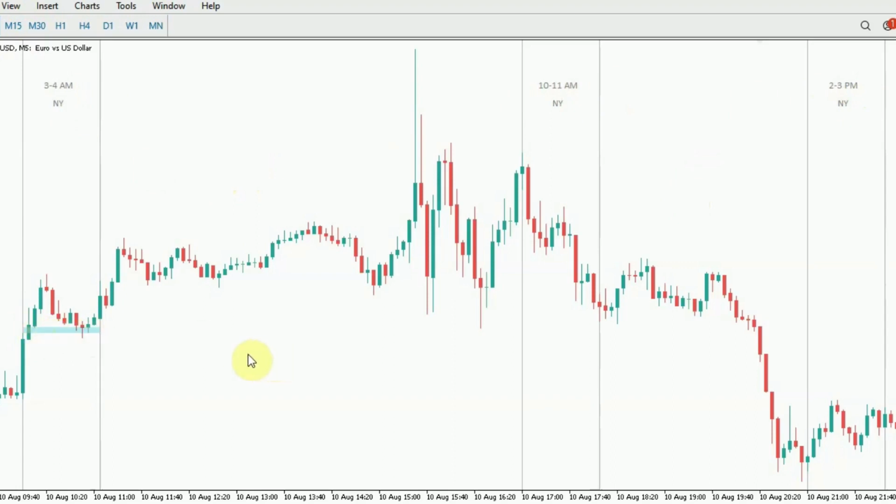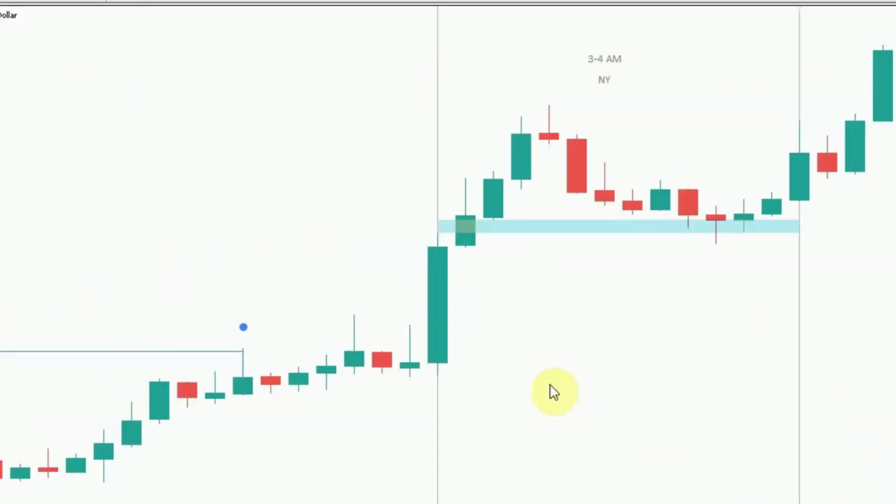Let me zoom in on this section. Here you can see we have a blue fair value gap that was identified in this session. This is a bullish fair value gap from which you can place buy orders. And you can see where the market went up, retraced and touched the gap, and then went back up again.